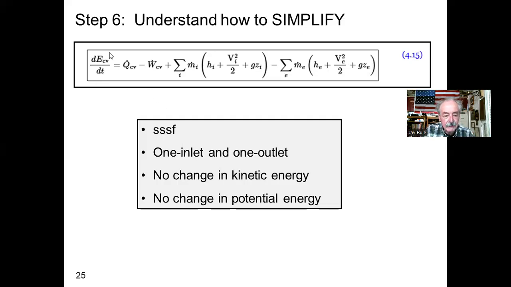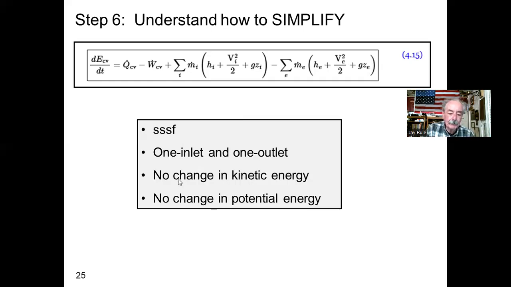So do you see that this left-hand side would become 0? The rate of change of energy contained in the control volume, the rate of change of anything with respect to time for steady state, steady flow situations is 0. So the left-hand side would become 0 for steady state, steady flow. Another example, what if you got one inlet and one outlet, one flow in, one flow out? You see that you're going to lose these summations, right? You only got one thing in and one thing out.